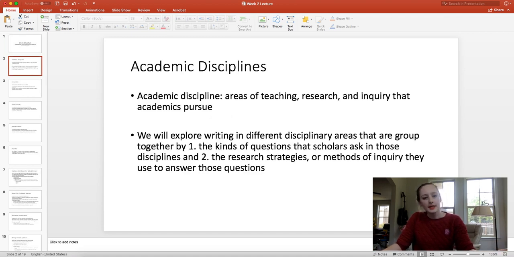So the first thing that we need to understand before we jump into any of these disciplines is what an academic discipline is. An academic discipline is an area of teaching, research, and inquiry, so questioning, that academics pursue. These can be narrowly defined, like English literature or neurobiology, but we're going to focus on big picture disciplines, so groups of more narrow disciplines that fit under a larger umbrella because they ask similar questions and try to answer those questions in similar ways.